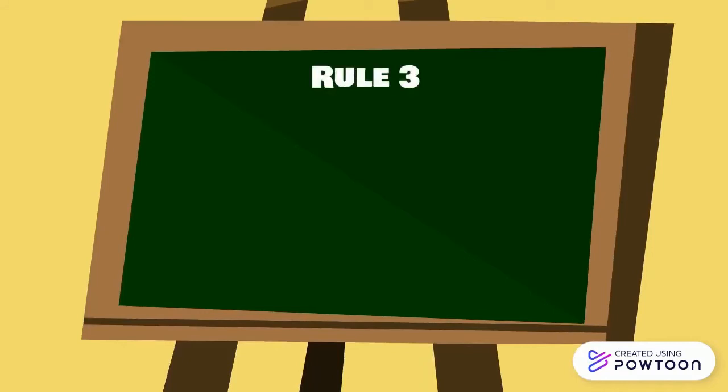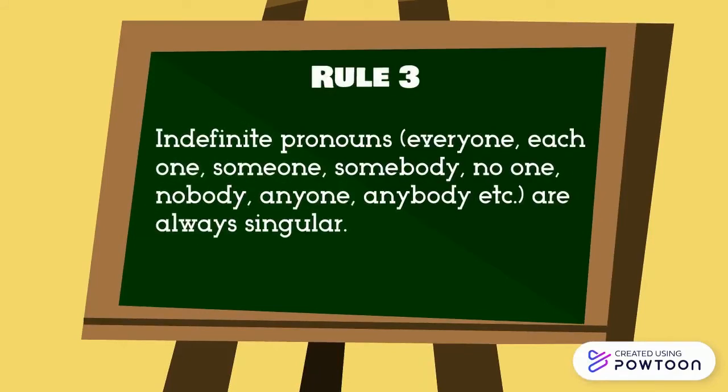Rule number 3. Indefinite pronouns. Everyone, each, one, someone, somebody, no one, nobody, anyone, anybody are always singular. For example, everyone is selfish. We do not use are in this sentence. This rule does not apply to few, many, several, both, all, some.